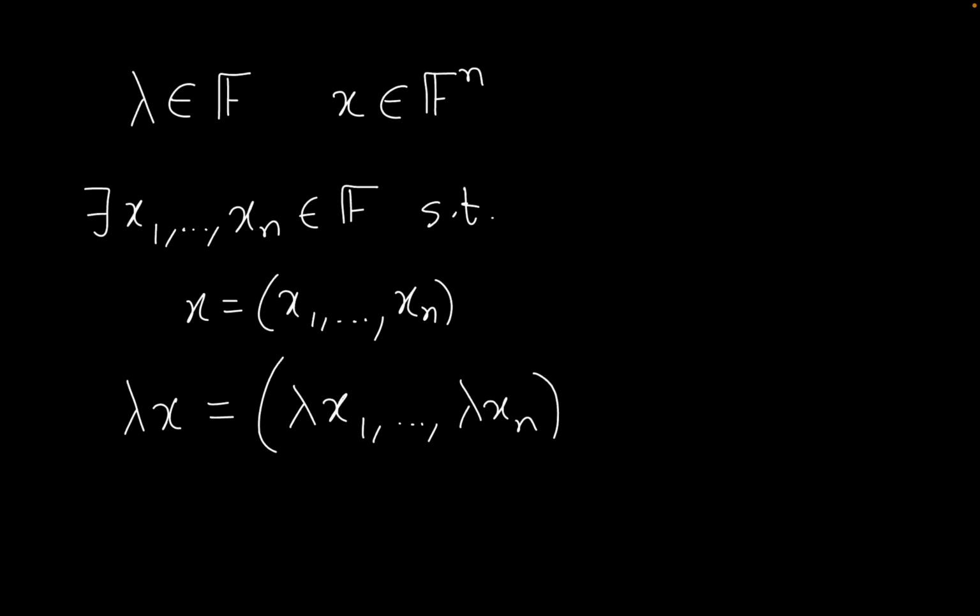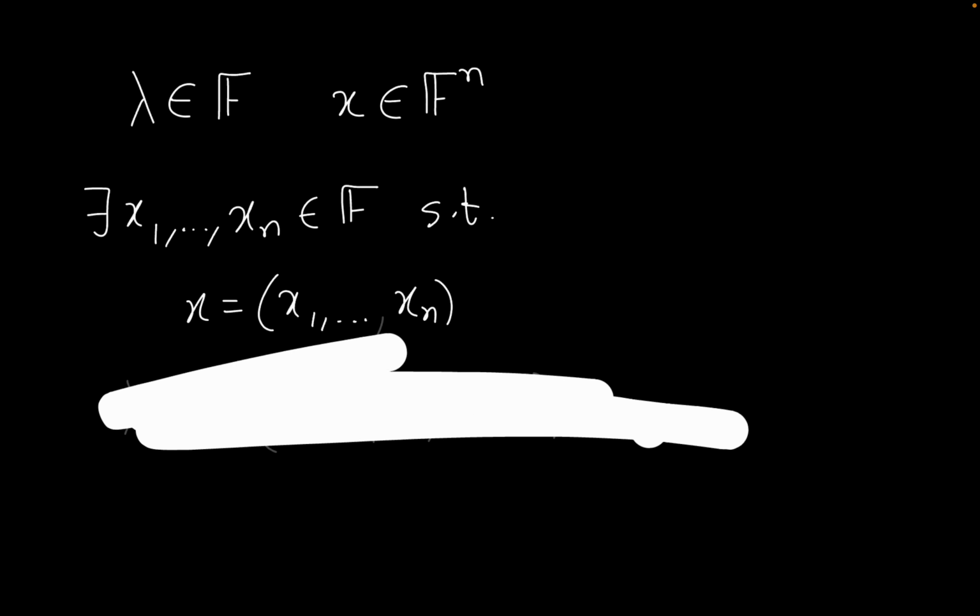And x1 through xn here are field members, so obviously lambda is a scalar, and x1, x2, x3, all the way up till xn are scalars. So if you multiply two scalars, you get another scalar, because multiplication is an operation which is closed on fields. So yeah, okay.